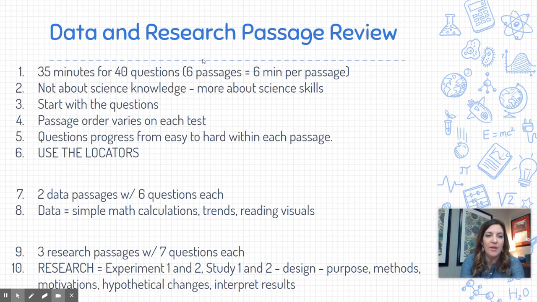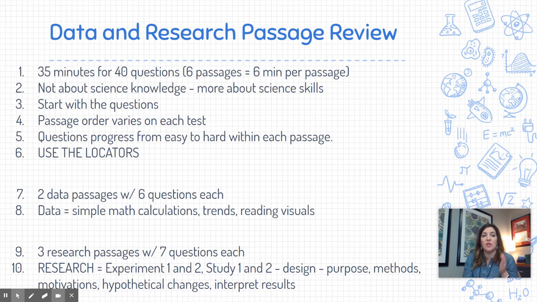So you know now the format for the science test. You've got about 6 minutes per passage. It's more about science skills than science knowledge. So the answers are in the test in front of you. It's kind of open book. You want to go straight to the questions. And you know the passages are never going to be in the same order, so you can't really predict that. The questions do tend to progress from easy to hard within each passage. So the first question is usually easier than that 6th or 7th question. And then on the next passage, that first question again will be a little bit easier. So keep that in mind.